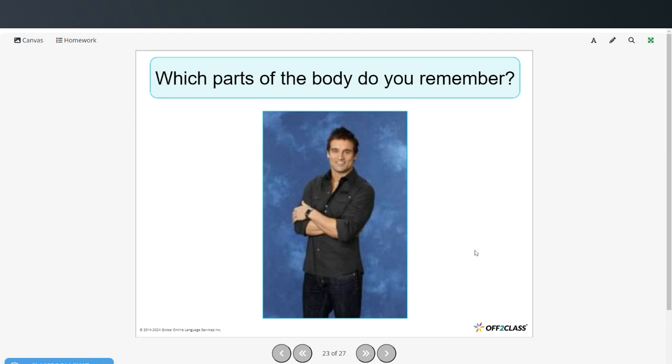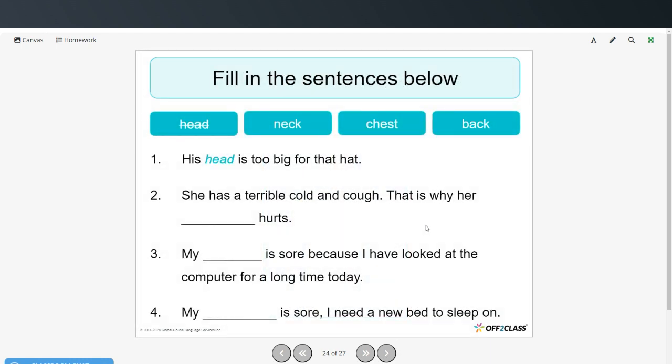And now see which parts of the body that you can remember. See how many you can name. You can pause the video while you do that. All right, now complete the sentences below. You can fill in the gaps with these words from the boxes. The first one is already done. His head is too big for that hat. Now pause the video and answer questions 2, 3, and 4, and then restart when you're ready to check your answers.